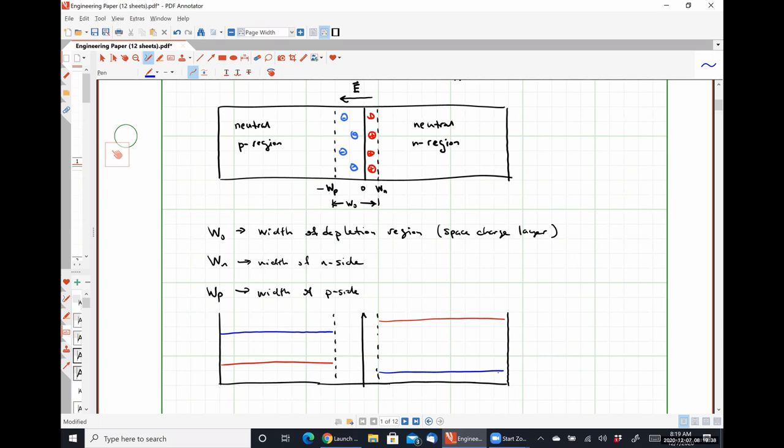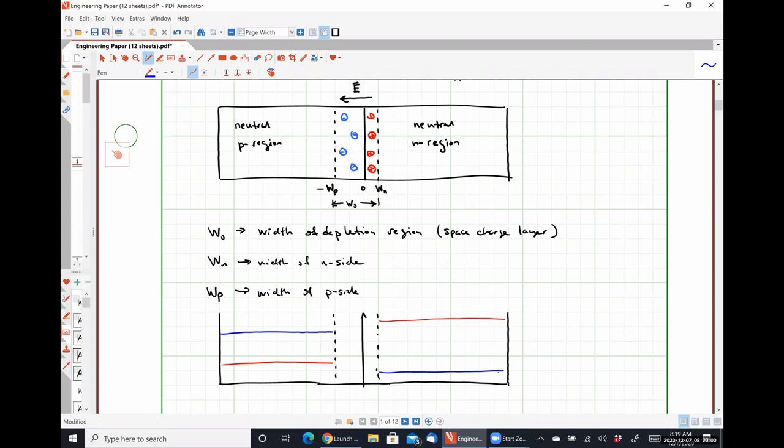But now that bound charge in the space charge layer is effectively saying, well, I'm going to make it really hard for holes to travel this way, right? Because the electric field is pointing in the opposite direction. And I'm going to make it really hard for electrons to travel from right to left because the E field is from right to left.